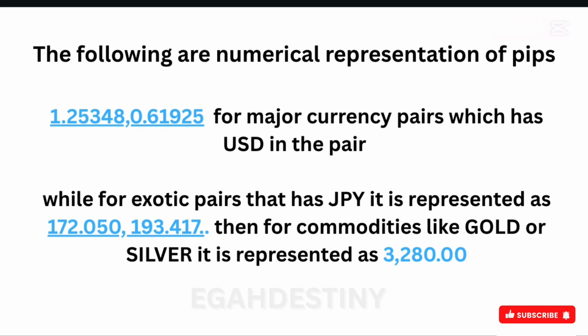it is represented as 172.050, 193.417, etc. Then for commodities like gold or silver, they are represented as 1320, 4 digits before the point, because these are calculated in grams and their value is reflected by the price per gram.